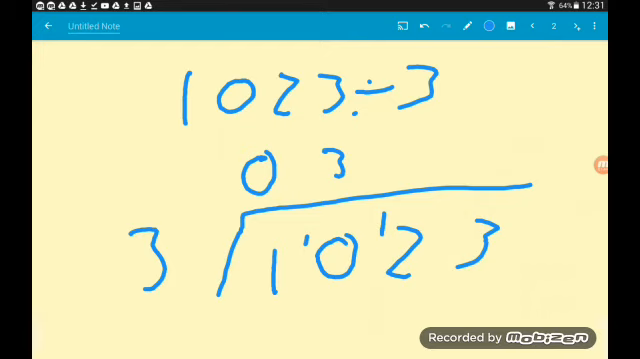How many 3's are in 12? There are 4. So 4 goes up on top. 3 fits exactly into 12, so there's no remainder. Then we're asking how many 3's are in 3. We've got 1. So 1023 divided by 3 is 341.